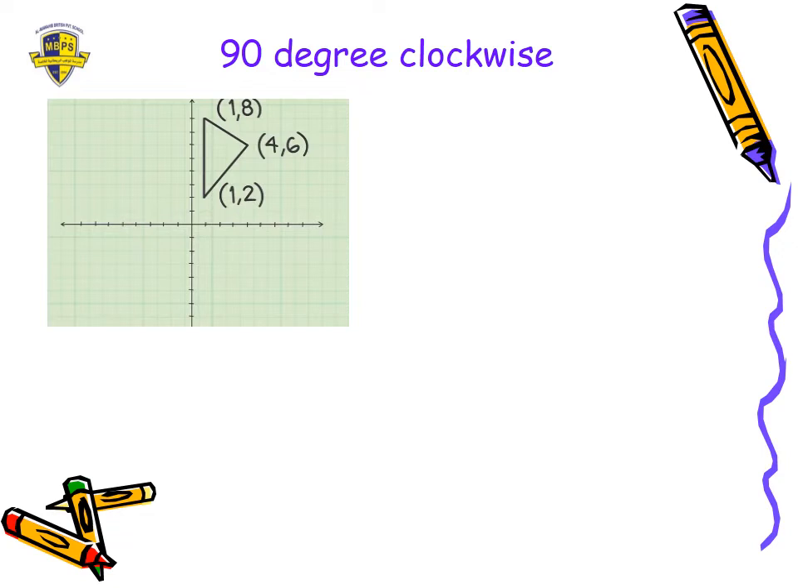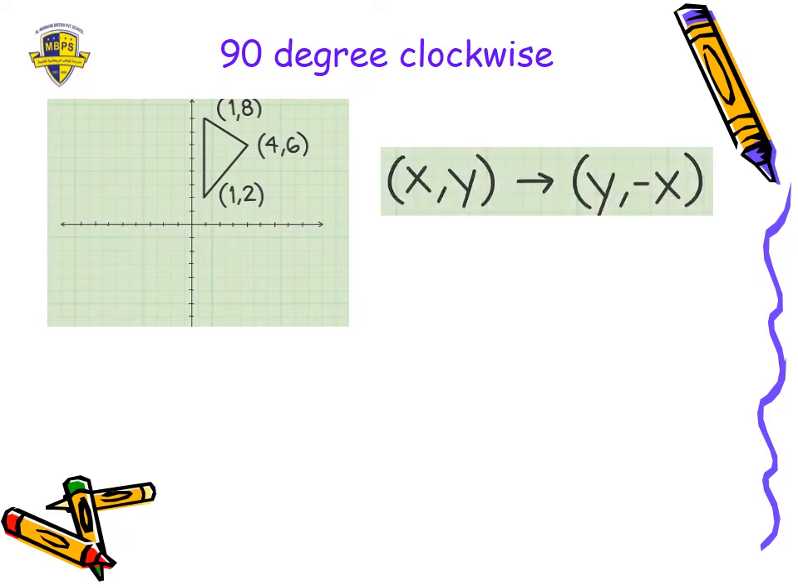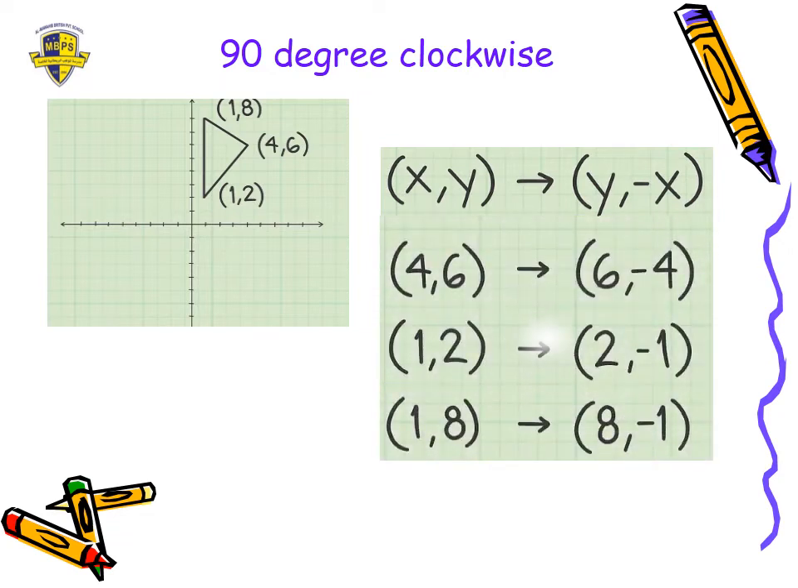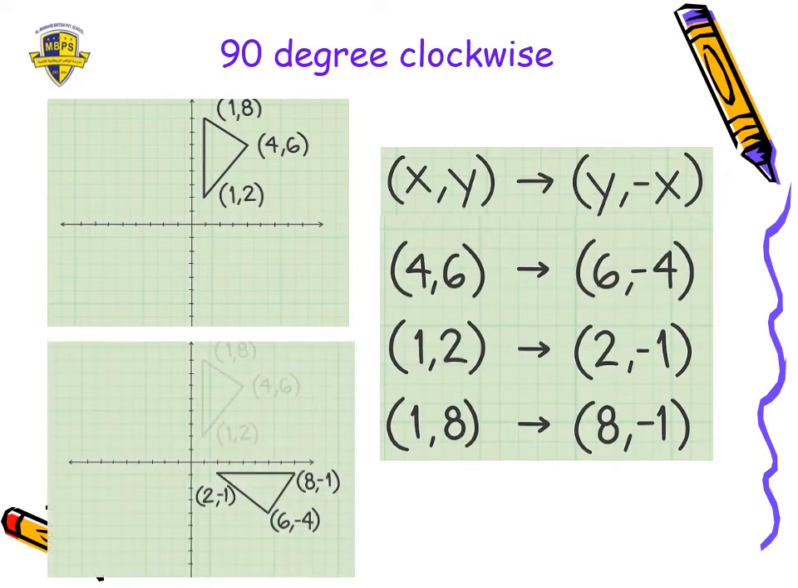So same rule, 1 and 8, it will be what? 8 and 1, change the sign of x, so 8 and minus 1. 4 and 6, change the places, 6 and minus 4. Excellent. 1 and 2, change the places, 2 and 1, change the sign of x, 2 and minus 1. And we draw the new dots, then we match between these dots, and this is the rotated triangle.